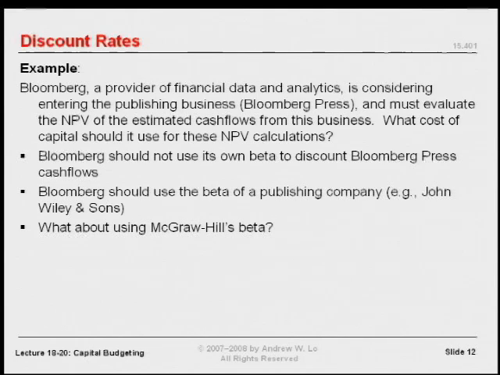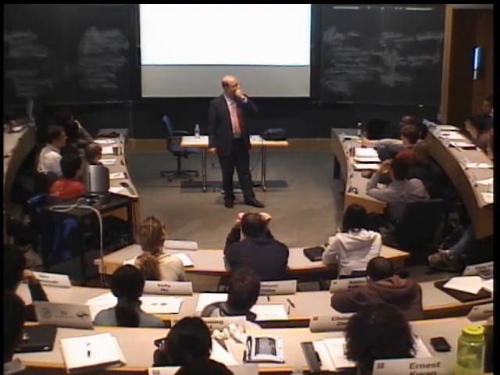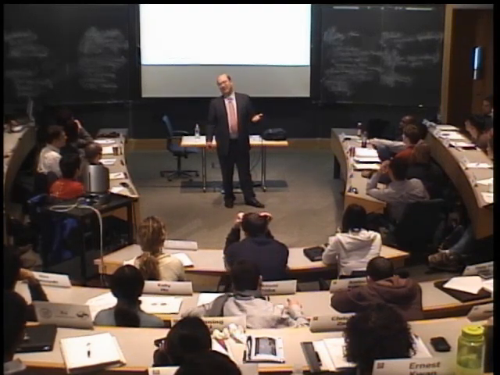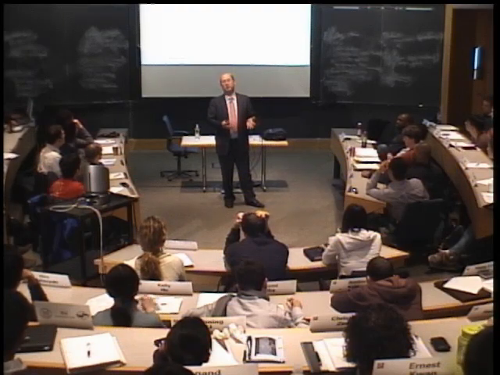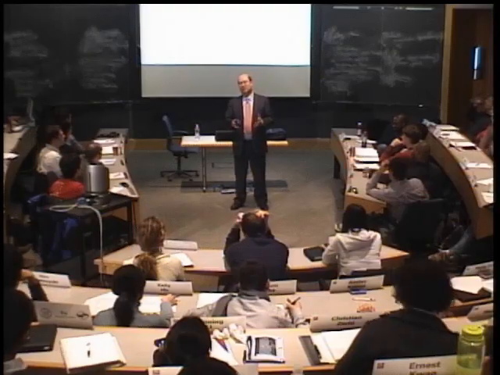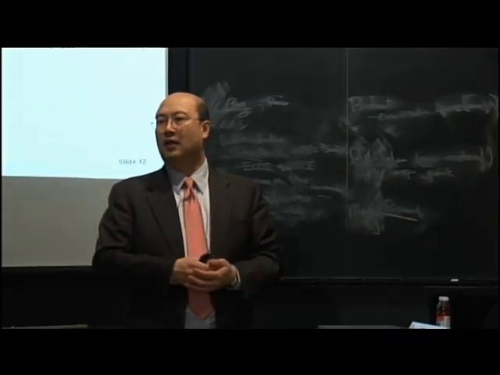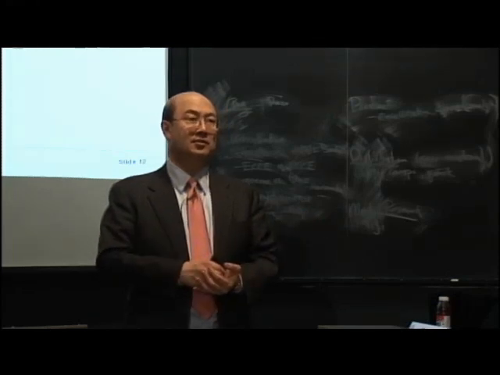Which should we pick, McGraw-Hill or John Wiley? Lewis? John Wiley. Why? Because McGraw-Hill is not a pure play publisher. Exactly. McGraw-Hill has lots of other businesses besides publishing. So while they do a lot of publishing, they also do a lot of other things. Give me another business that McGraw-Hill's involved in. Anybody? Yeah. Exactly. McGraw-Hill owns Standard & Poor's.